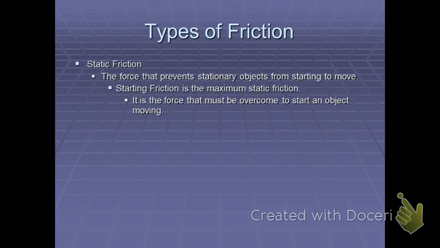Now, once the object's in motion, the object will then start sliding. And when an object is in motion, then it is referred to as kinetic friction. Now, kinetic means moving. So you could have something like kinesiology, which is the study of the body's movement. The study of kinetics. Again, that's another way of looking at studying the body's motion. Kinematics is the study of motion.